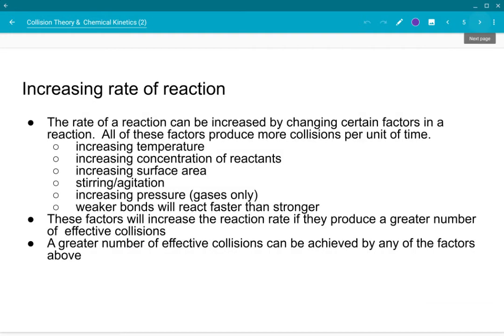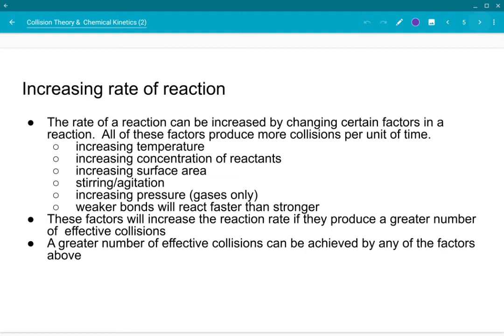I like to think of things in terms of increasing the rate of reaction. The rate of reaction can be increased by changing certain factors in a reaction, and these are the main factors I do want you to know. One is increasing the temperature. If we increase the temperature, molecules will move around faster. If they move around faster, they're going to hit each other more and cause a reaction.